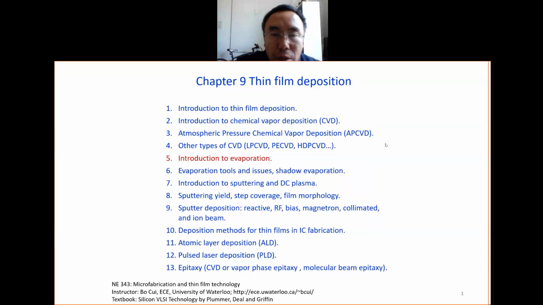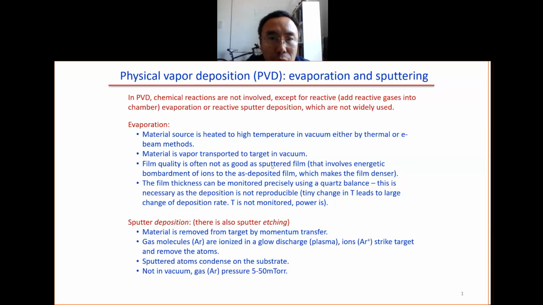So last time we talked about chemical vapor deposition. This lecture we will talk about physical vapor deposition. There are two types of physical vapor deposition: evaporation and sputtering deposition. By the meaning of physical vapor deposition, normally there is no chemical reaction involved. But sometimes there can be some chemical reaction.